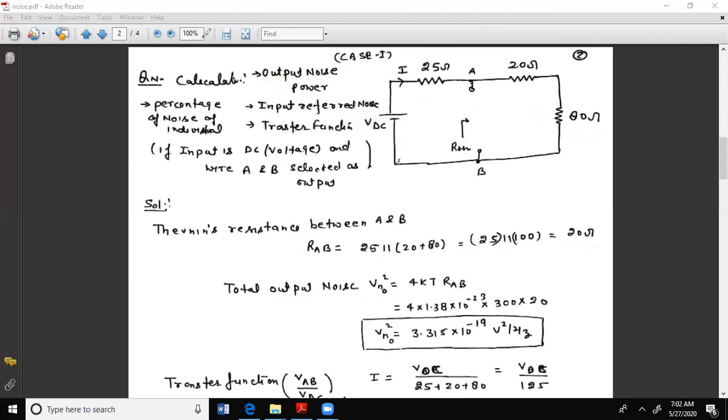So for the input noise, we require the transfer function. So what is the value of the transfer function? In this case, this is my output terminal, this is my input terminal. So the output voltage is VAB, and the transfer function is VAB divided by VDC. So first calculate the current I. Current I is VDC divided by the total resistance, and voltage VAB is equal to I multiplied with the total resistance, which is 20 plus 80. Okay, so just see.